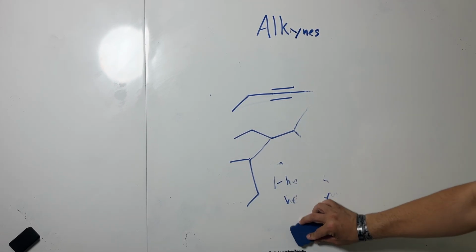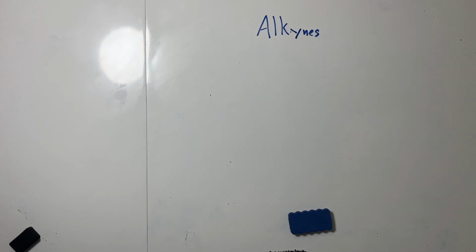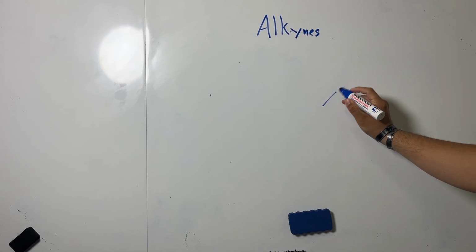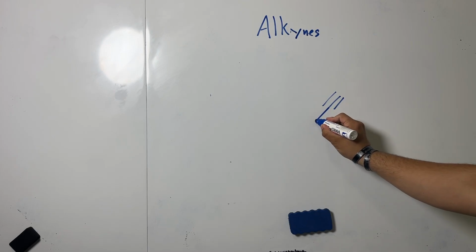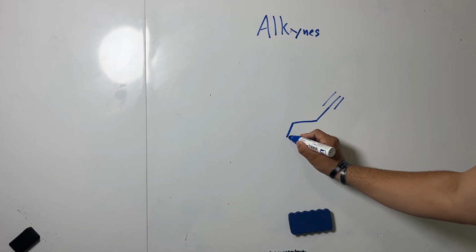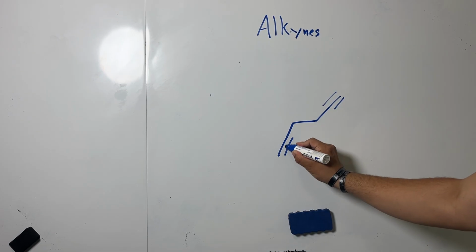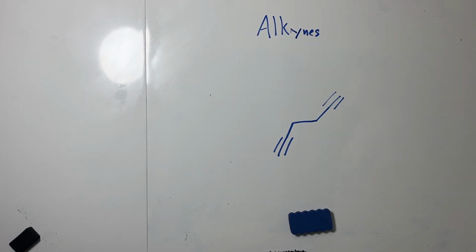Now there are diynes, I guess you would call them. So let's start with this right here. 1, 2, 3, 4, 5, 6. So this would be hexadiyne.